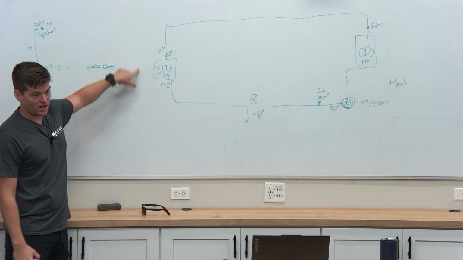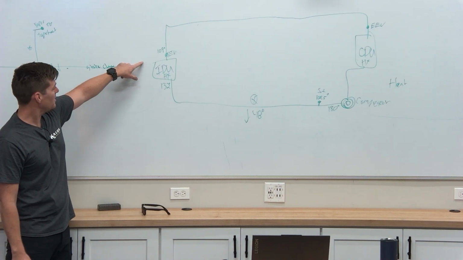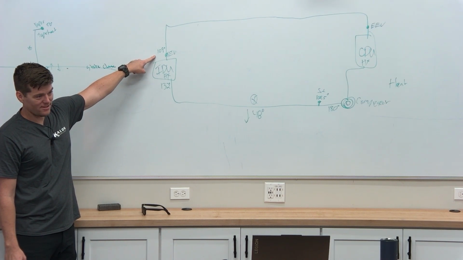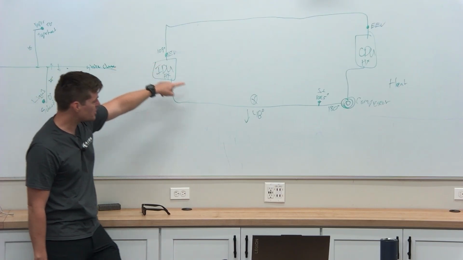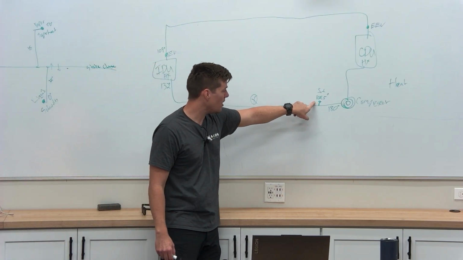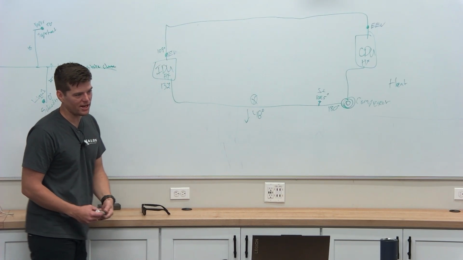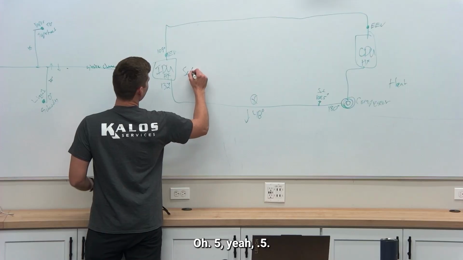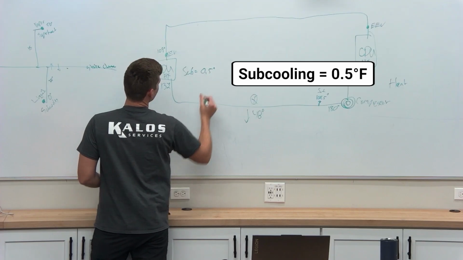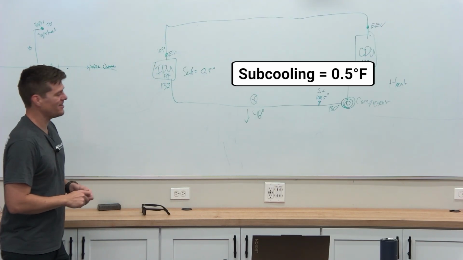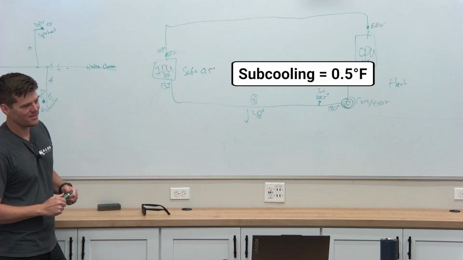You said there's a lot of heat exchange here. Wow, look at the heat. But if my temp leaving my heat exchanger is 109 and my saturation temperature is 108.5, how much subcooling did I create? 1. Not even. Oh, 0.5. 0.5 degrees. Man, that's a lot of subcooling. Look at it go.